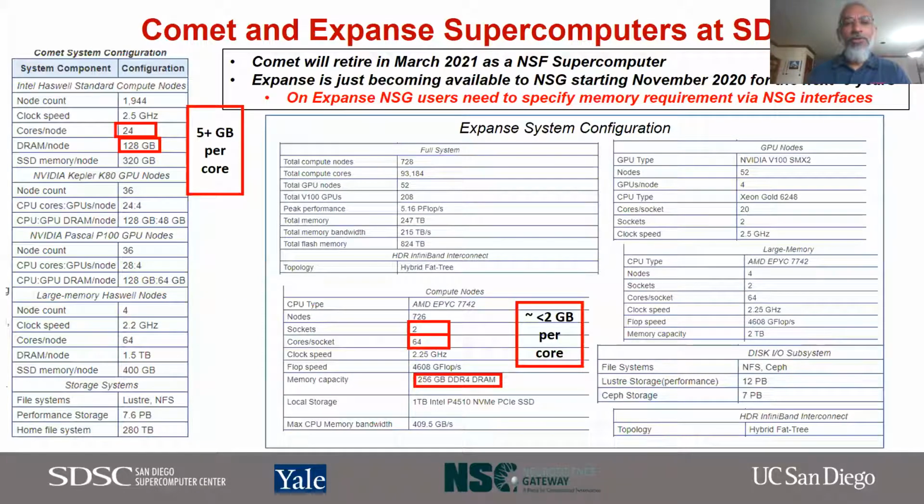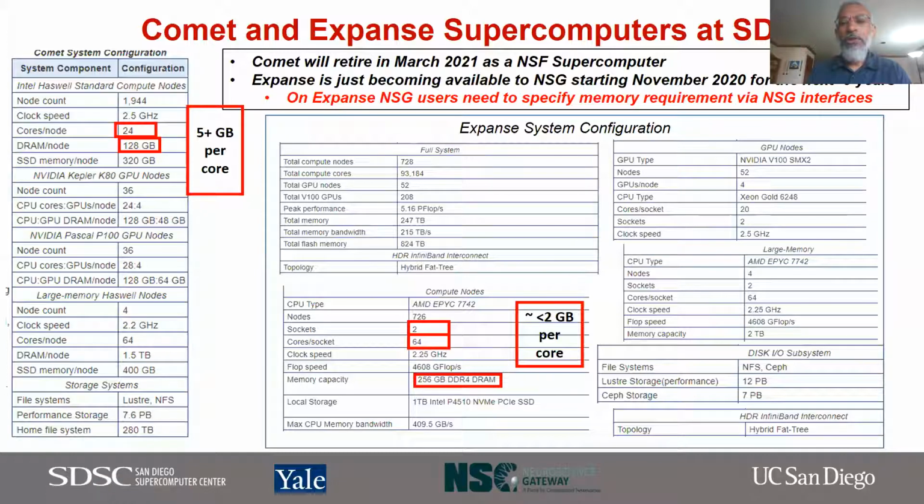Here I want to talk about two supercomputers that NSG uses. You don't need to worry about all the numbers that I have here. You will see the point I'm trying to make. So Comet is the current supercomputer that NSG has access to, and it will retire in March 2021 as an NSF supercomputer. You see on the left some system configuration of Comet. But the main point I want to mention is each node on Comet has 24 cores and 128 gigabytes of memory. So per core, there is over 5 gigabytes of memory.